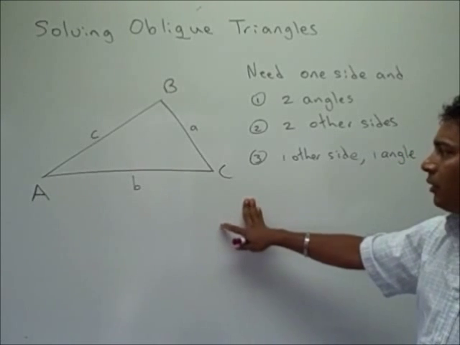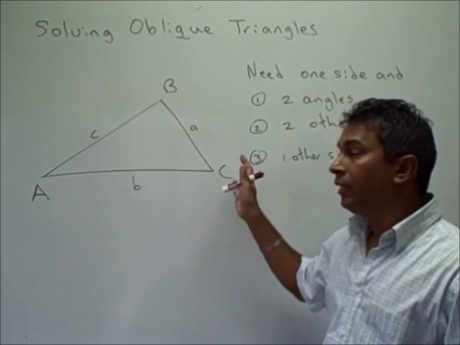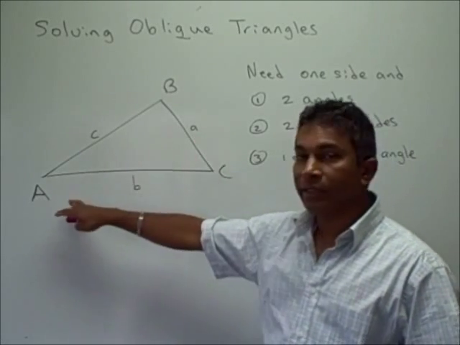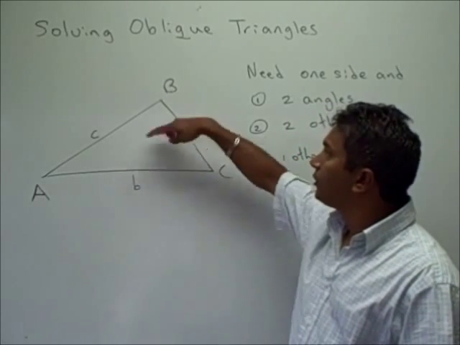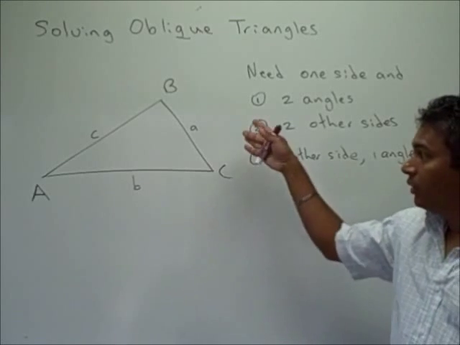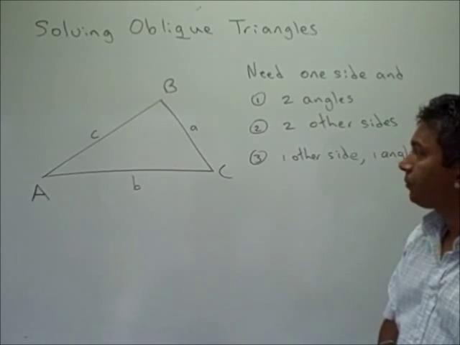Opposite to our angles are our sides, and they're labeled with the same letters but in lowercase. So here we have side a, which is facing angle A, side b, which is facing angle B, and side c, which is facing angle C. Once again, none of these angles are right angles.